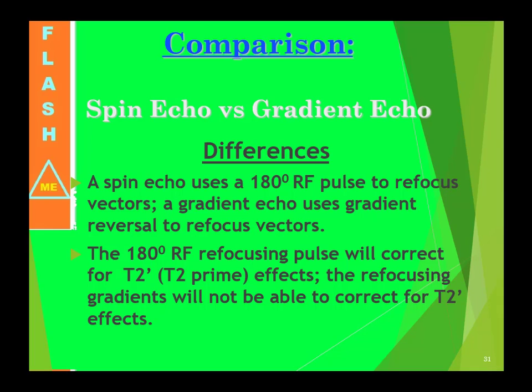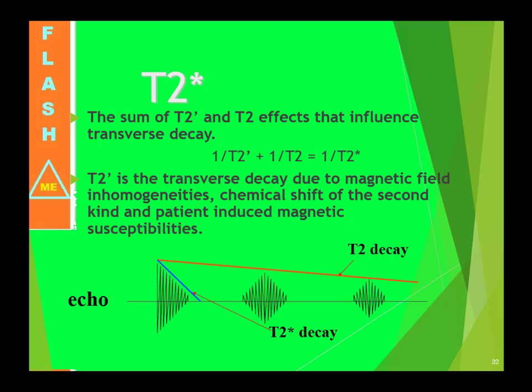The 180 degree RF refocusing pulse will correct for T2 prime effects. The refocusing gradients will not be able to correct for T2 prime effects. Comparison: spin echo versus gradient echo. T2 asterisk is the sum of T2 and T2 prime effects that influence transverse decay: 1/T2 plus 1/T2 prime equals 1/T2 asterisk.